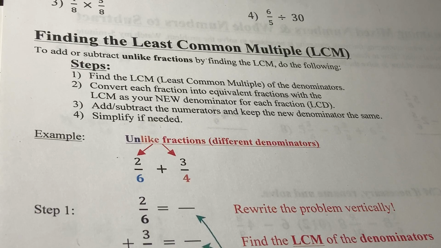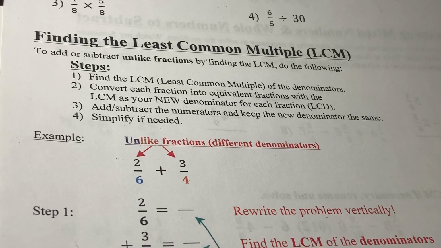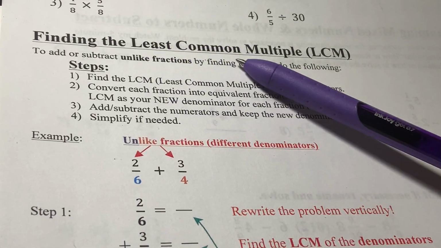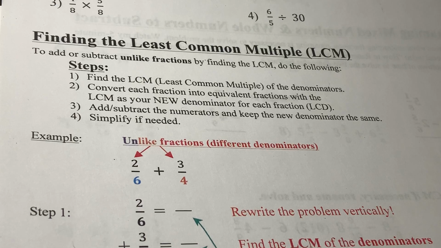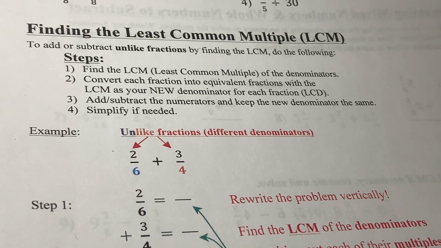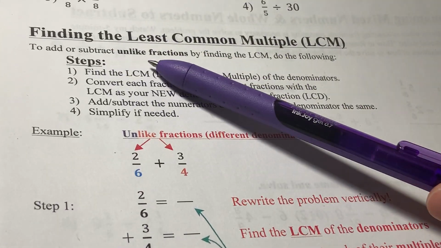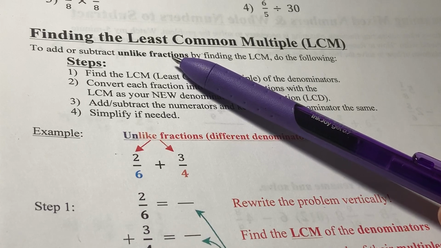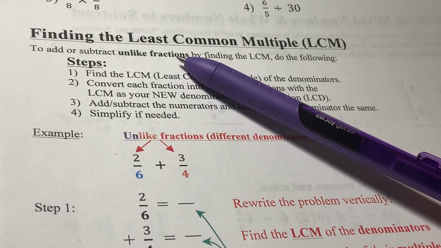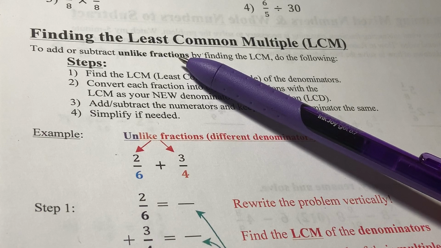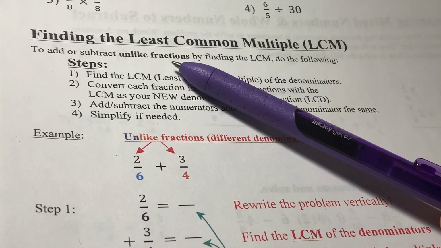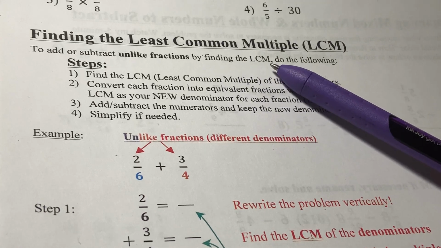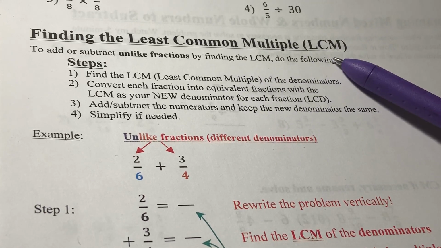Today's lesson is adding and subtracting fractions by finding the least common multiple, also known as the LCM. Okay, let's get right into it. To add or subtract unlike fractions, let's remember what that means. Unlike fractions are fractions in which the denominators are different. To add or subtract unlike fractions by finding the LCM, do the following.